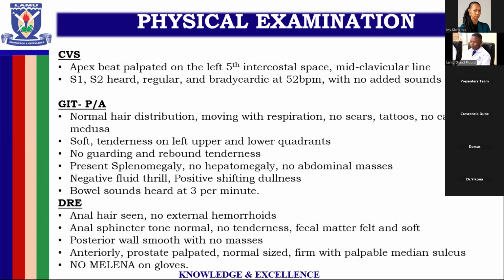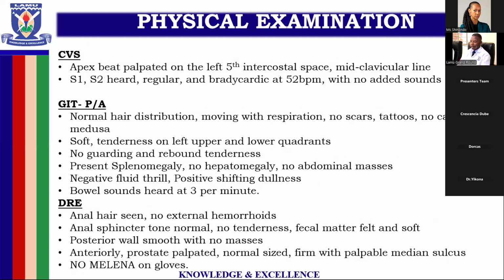Then on the cardiovascular system, the apex beat was palpated at the fifth intercostal space, mid-clavicular line. S1 and S2 sounds were heard. They were regular, though bradycardic at 52 beats per minute. And then there were no added sounds.